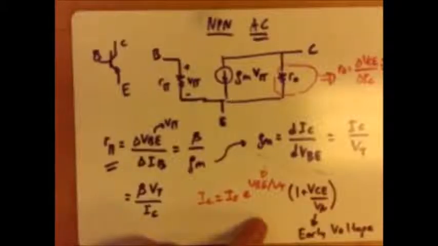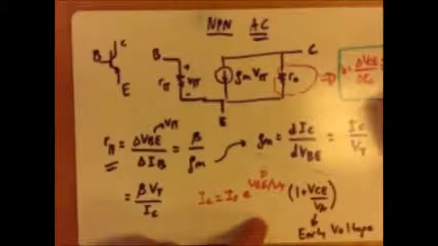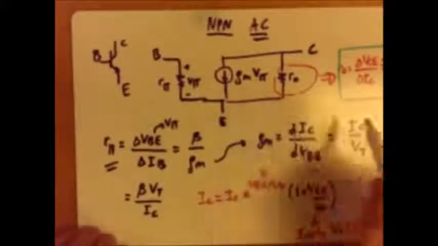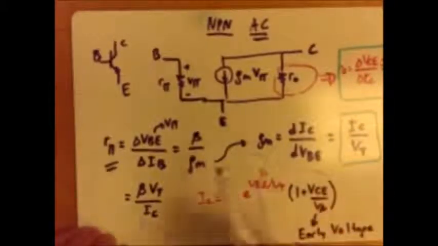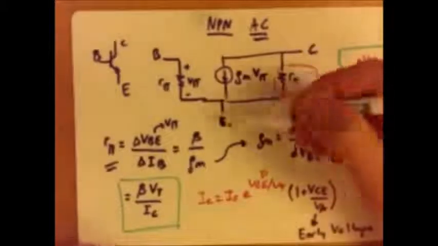So now we have the output resistance, we have the GM, and we have the R pi, and this is our model.